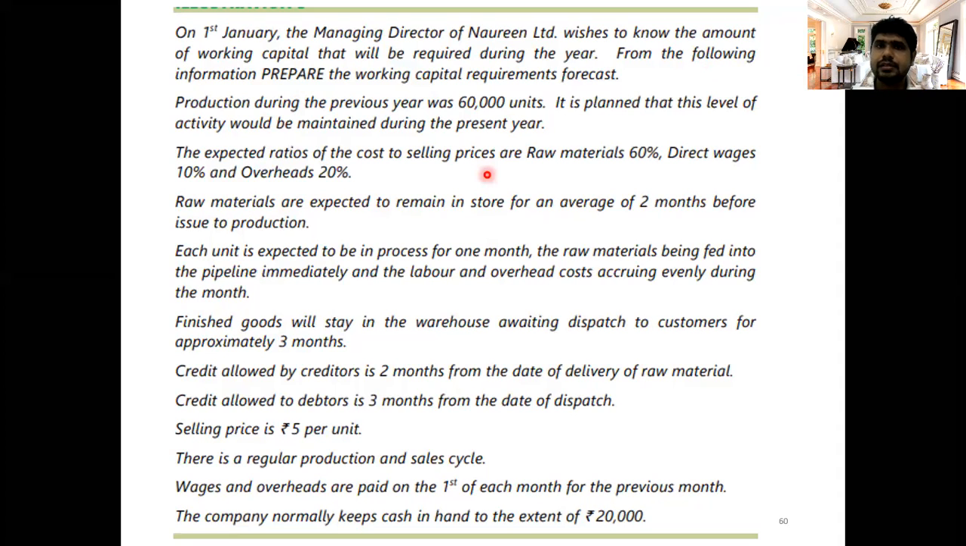The question simply asks, from the following information, prepare the working capital requirement forecast. Production during the previous year is 60,000 units. Right. So take some notes from this question.